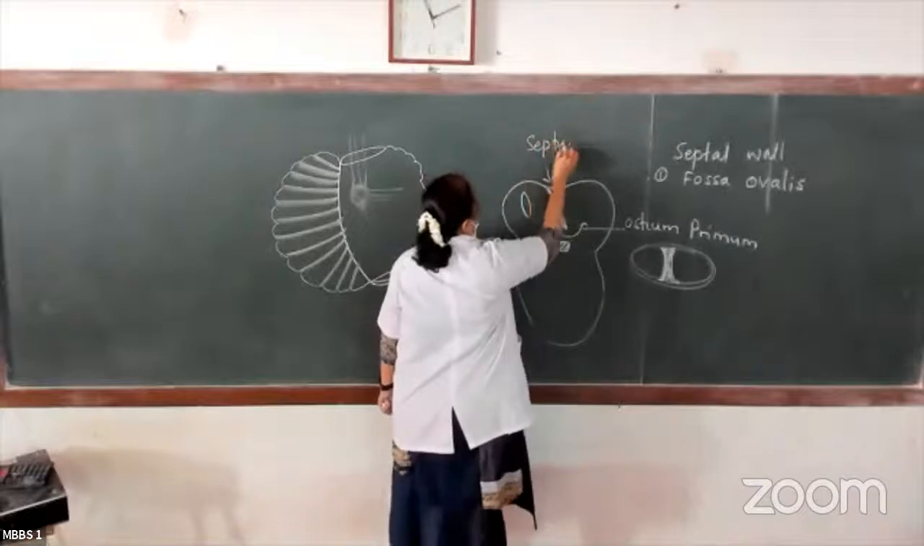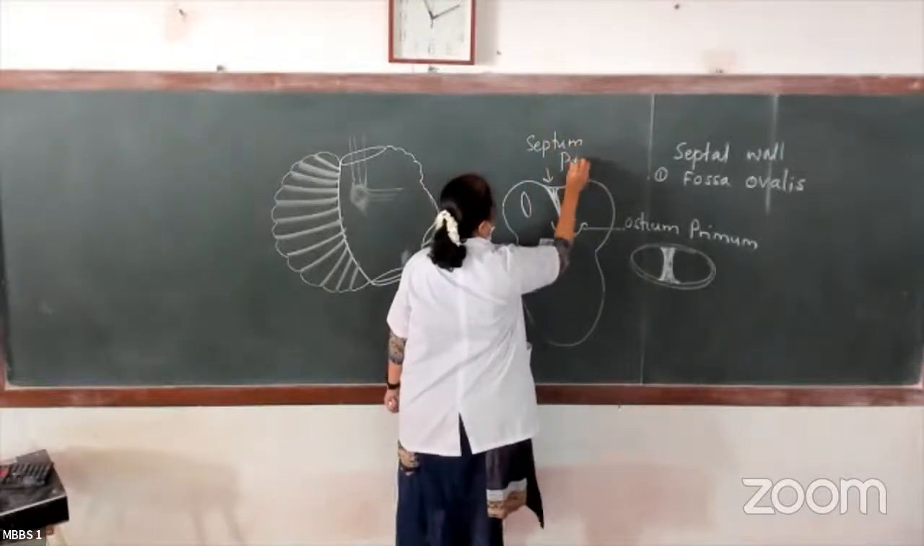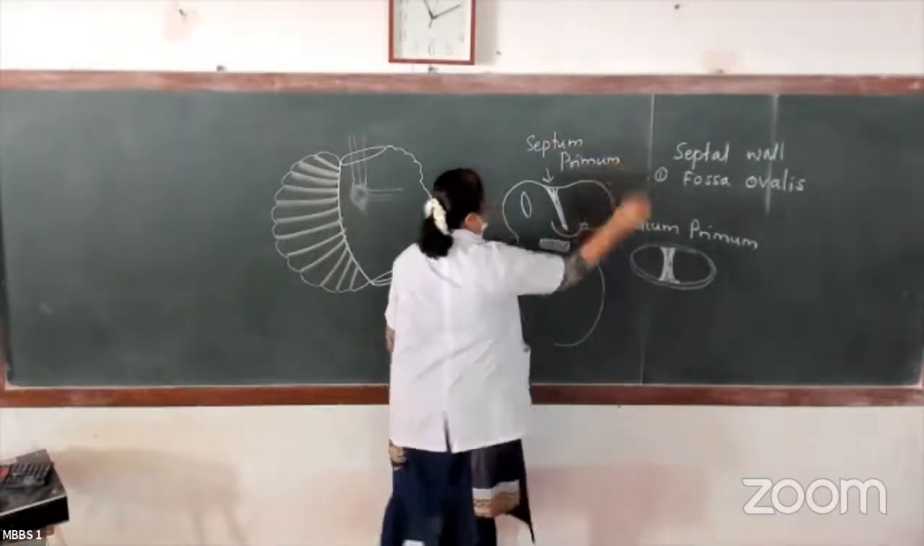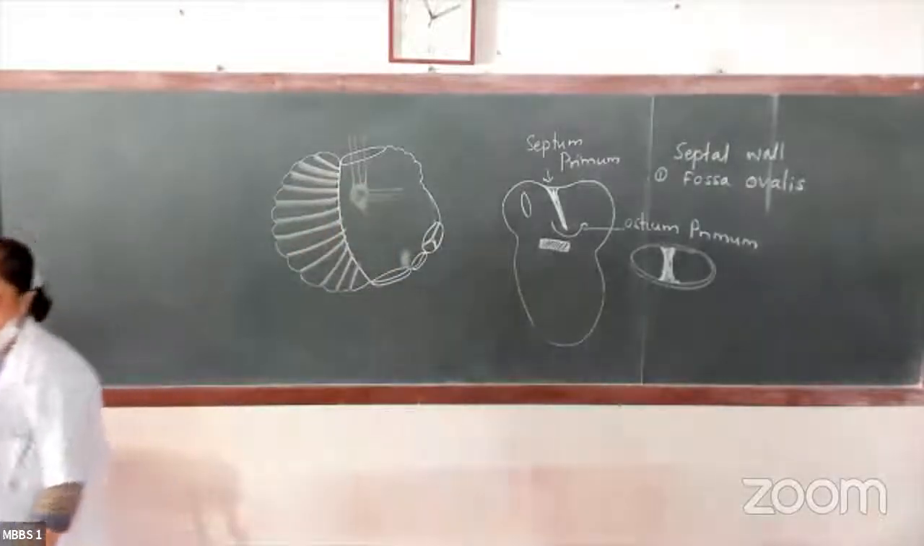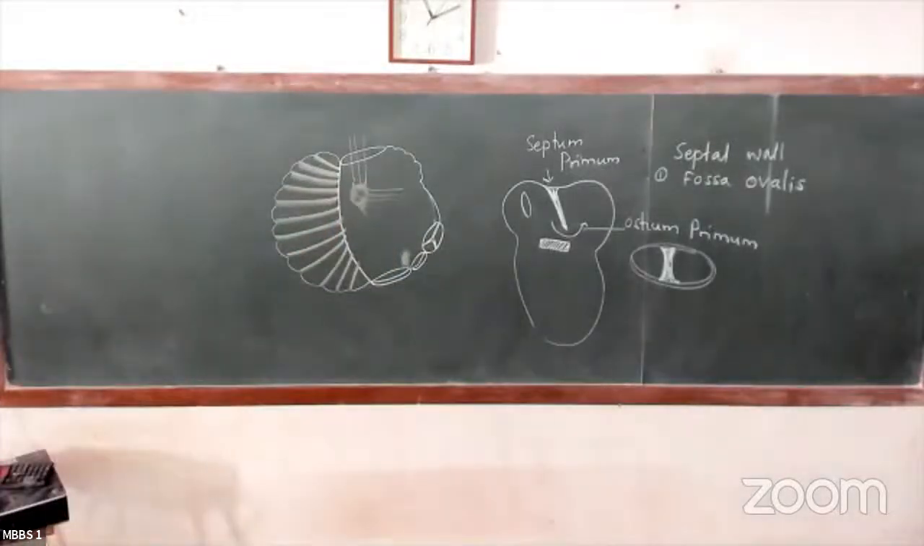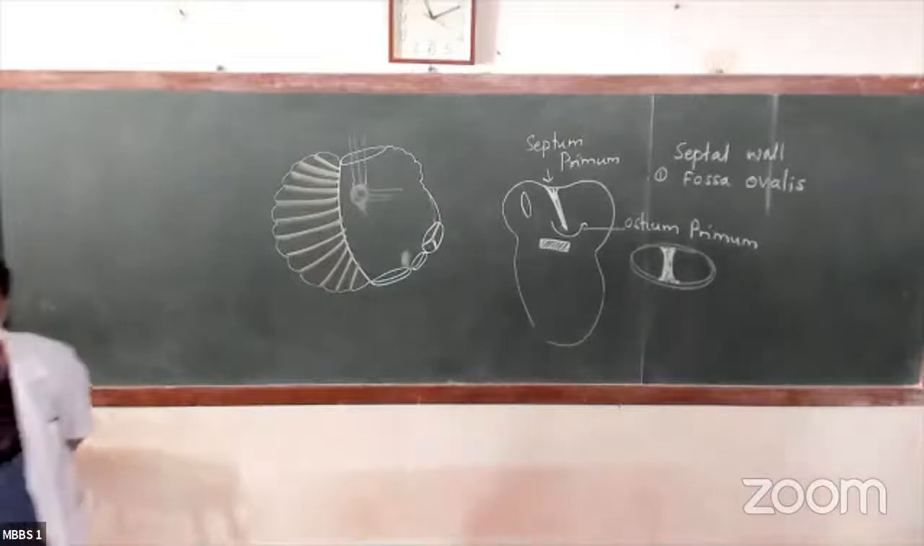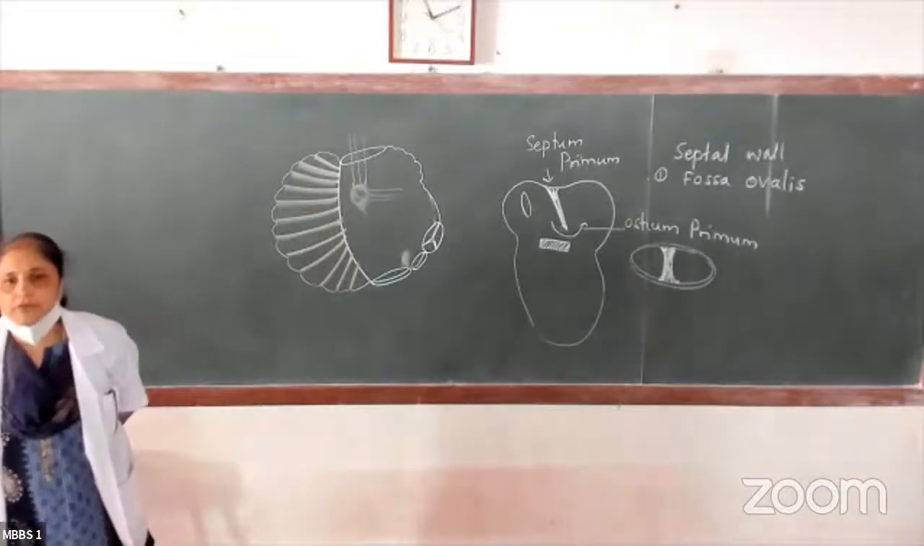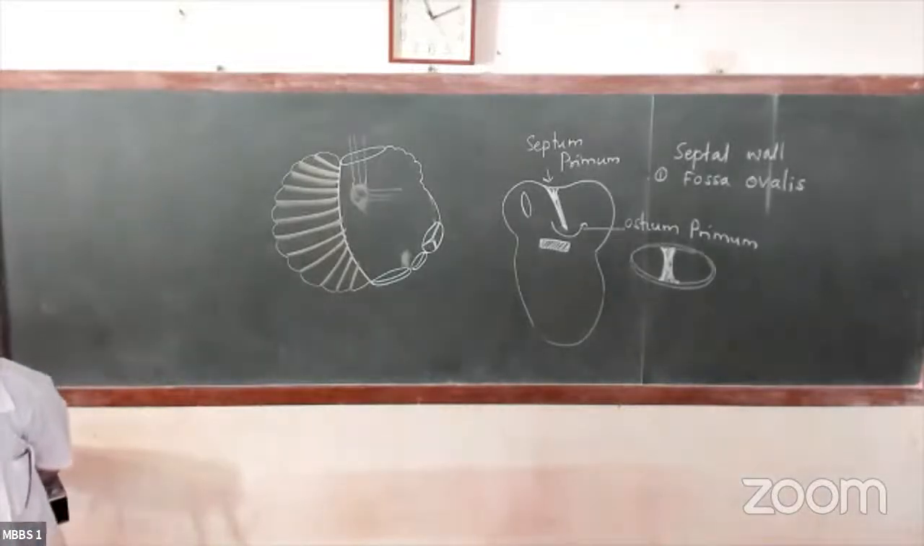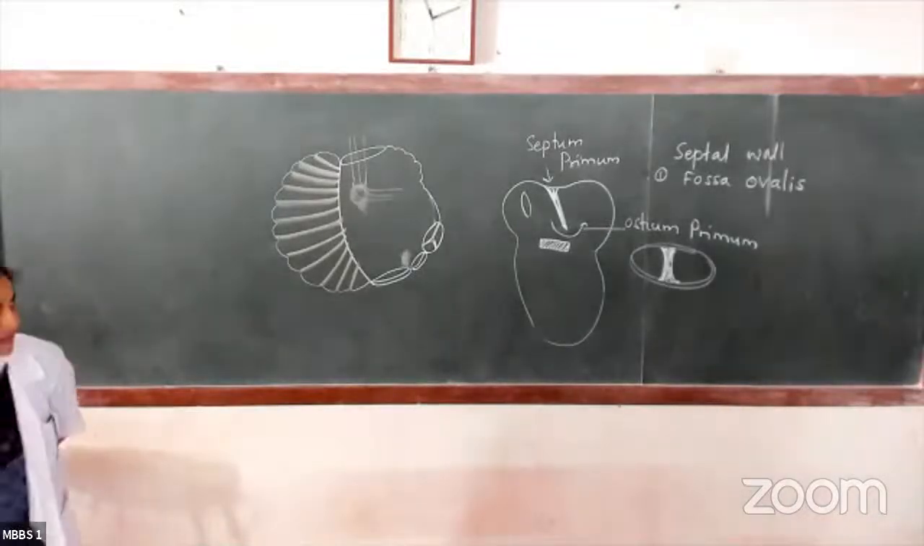This septum is now called the septum primum, which extends from the roof of the atrial chamber towards the left edge of the atrioventricular endocardial cushion. And the gap between the septum primum and the atrioventricular endocardial cushion is now called the ostium primum, or sometimes the foramen primum. Ostium is the opening, and foramen is also an opening.